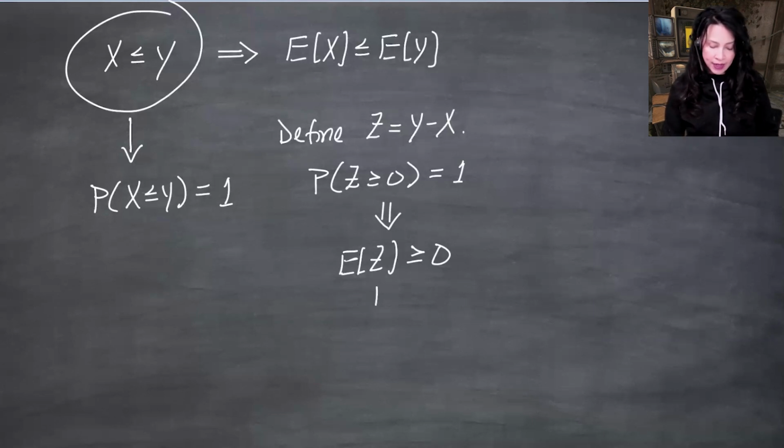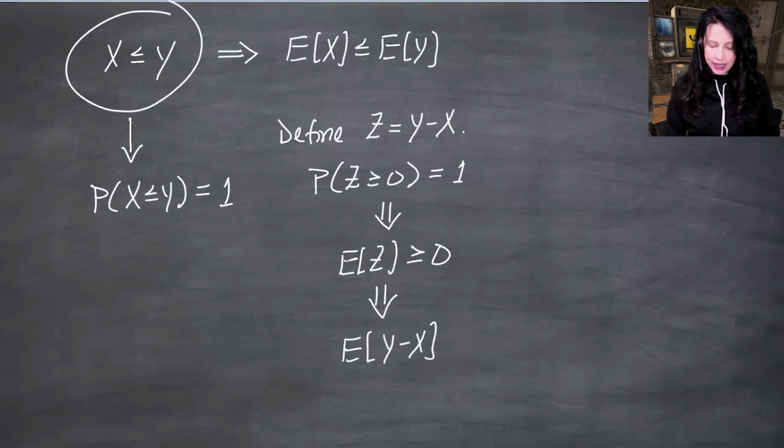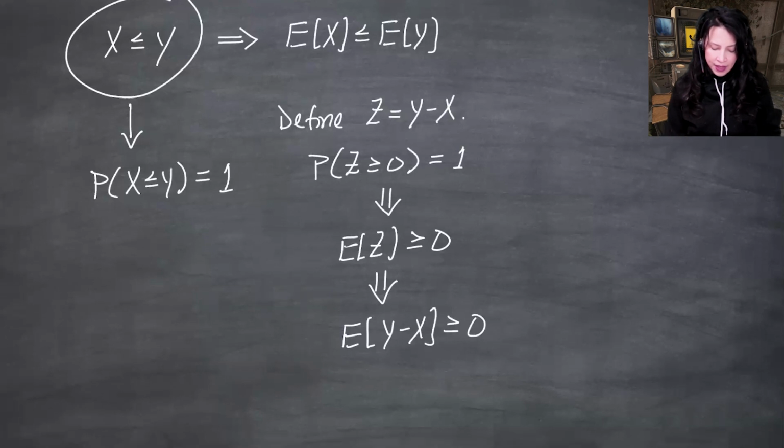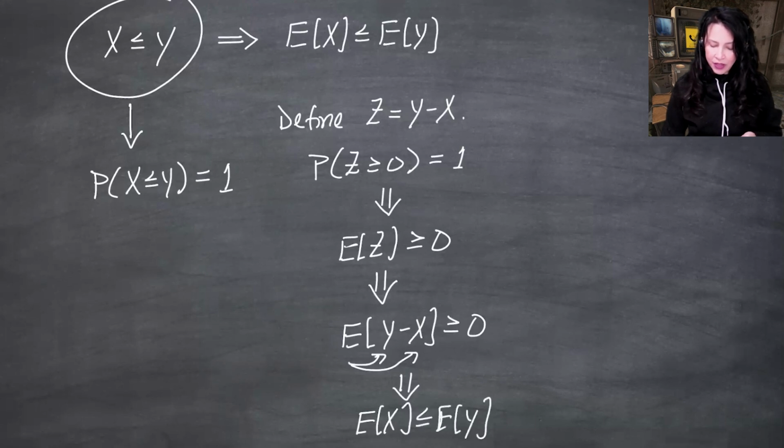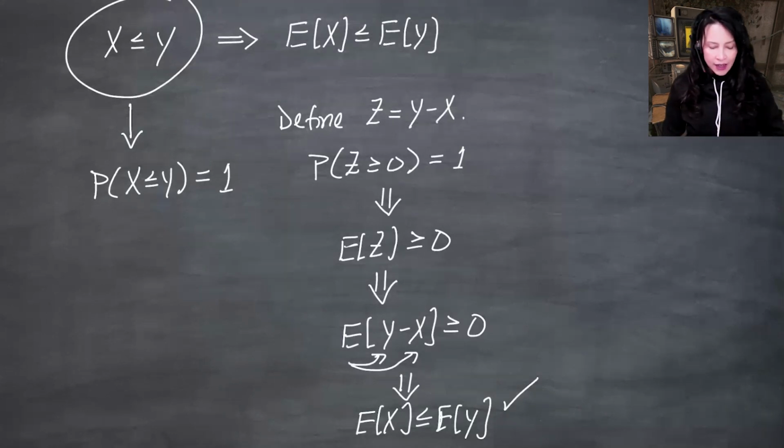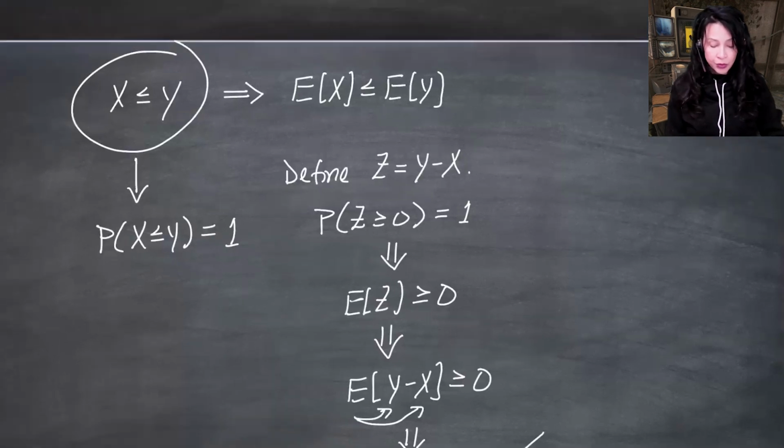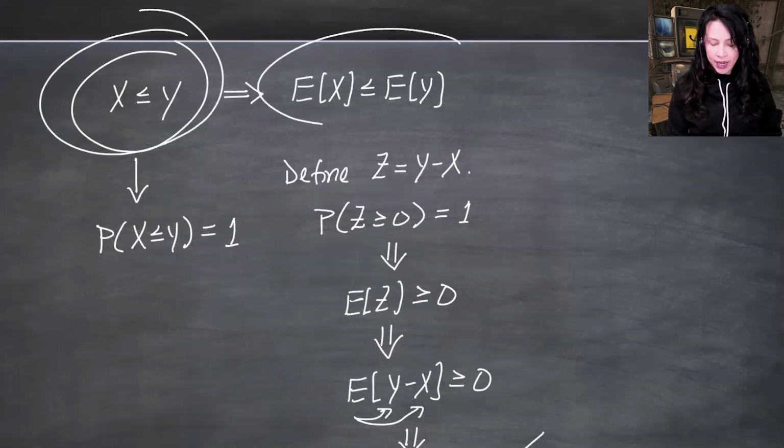So expanding again what z is, this is saying the expected value of y minus x is greater than or equal to 0. And if you run the expectation through and then reorder things, this tells you that the expected value of x is less than or equal to the expected value for y, which is what we wanted, which is what I used in the proof of Jensen's inequality. So in case you were wondering, and again, probably a lot of you are not wondering, that's what you can do when you have an inequality and run expectations through.